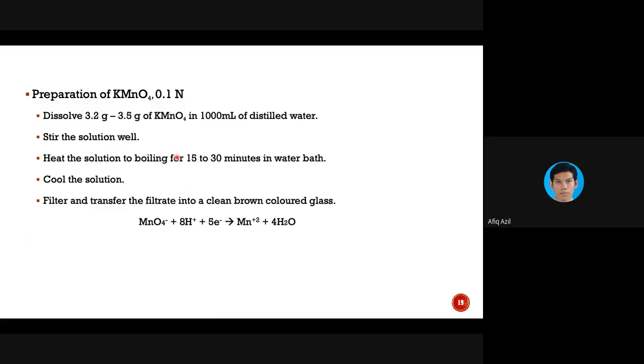Then you heat the solution to boiling for 15 to 30 minutes in a water bath, cool the solution, and then you can filter and put it in a clean brown colored glass. Okay, so you place in a brown colored glass to avoid this auto decomposition.